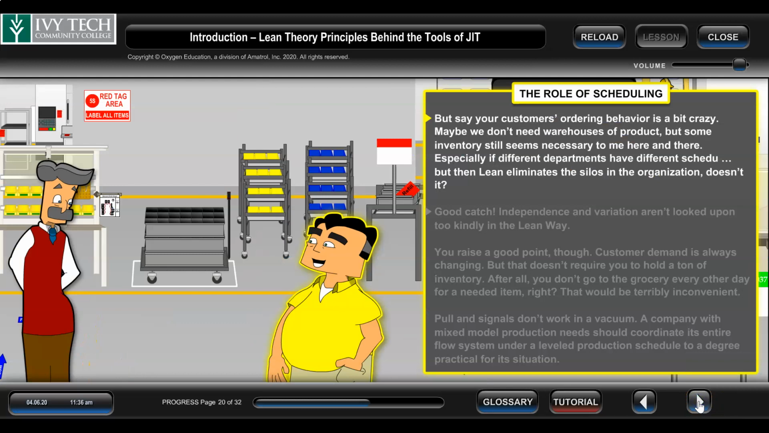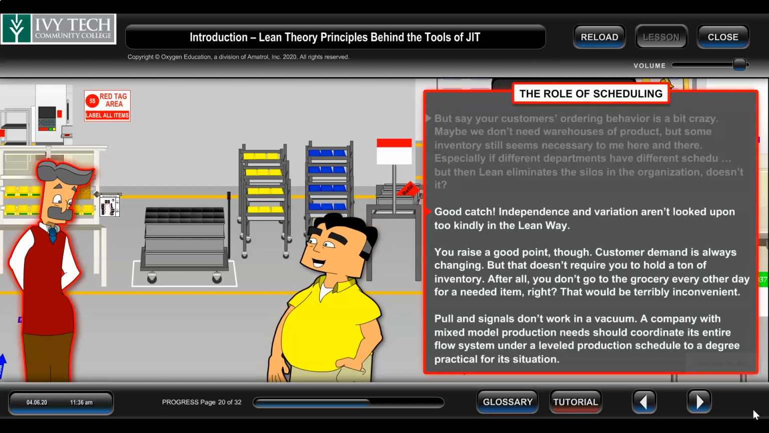But say your customer's ordering behavior is a bit crazy. Maybe we don't need warehouses of product, but some inventory still seems necessary to me here and there, especially if different departments have different schedules. But then Lean eliminates the silos in the organization, doesn't it? Good catch. Independence and variation aren't looked upon too kindly in the Lean way.